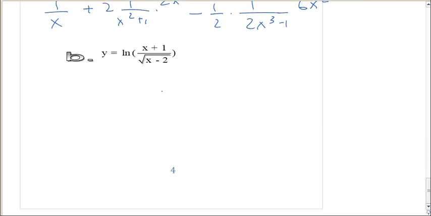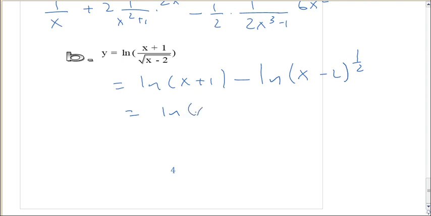Okay, so on this one, with natural log problems, don't be afraid when you're taking the derivative. Just simplify it down, use the properties. I can rewrite this as ln of x plus 1 plus, oh, sorry, it's division. Be careful, use your property correctly. So it's going to be minus ln of x minus 2 to the 1/2 power. I can rewrite it a little further, ln of x plus 1 minus 1/2 ln of x minus 2.